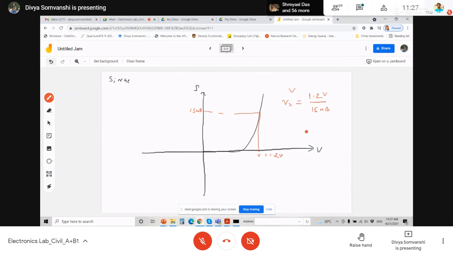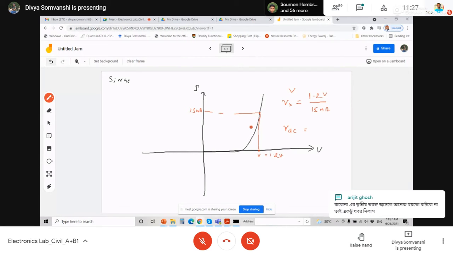So what is your dynamic resistance in case of AC? Your dynamic resistance is always between 2 points. Your first point you already know because they have already given it, 15 milliampere. What should be your second point? Second point should be your cut-in voltage.